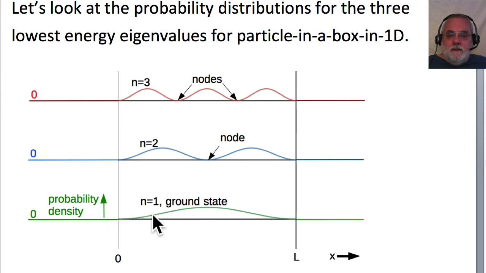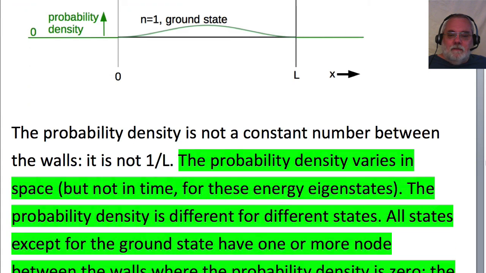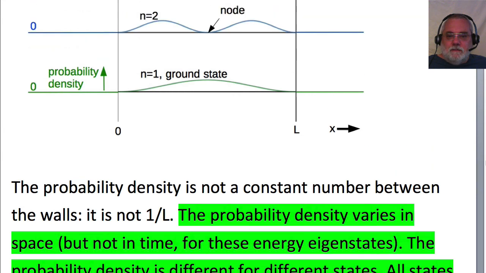Here is the probability density for the ground state, for the n equals 2 state, which has a node in the middle of the box, and the n equals 3 state, which has 2 nodes. The probability density is not a constant number between the walls. It is not 1 over L. The probability density varies in space, but not in time for these energy eigenstates. The probability density is different for different states.